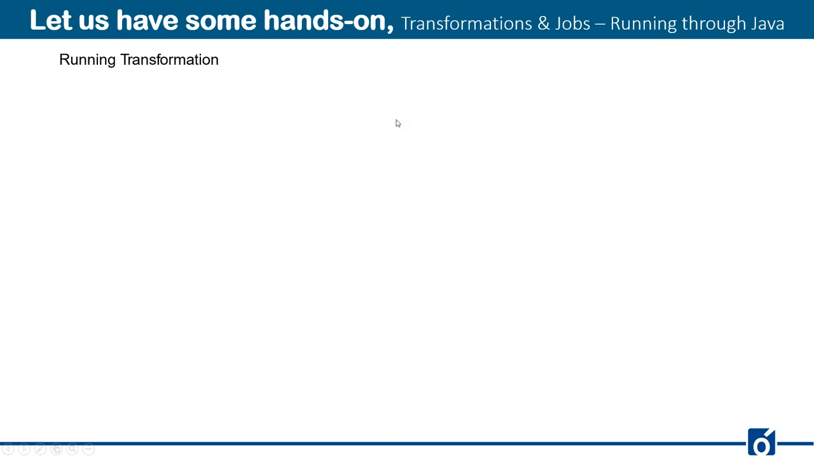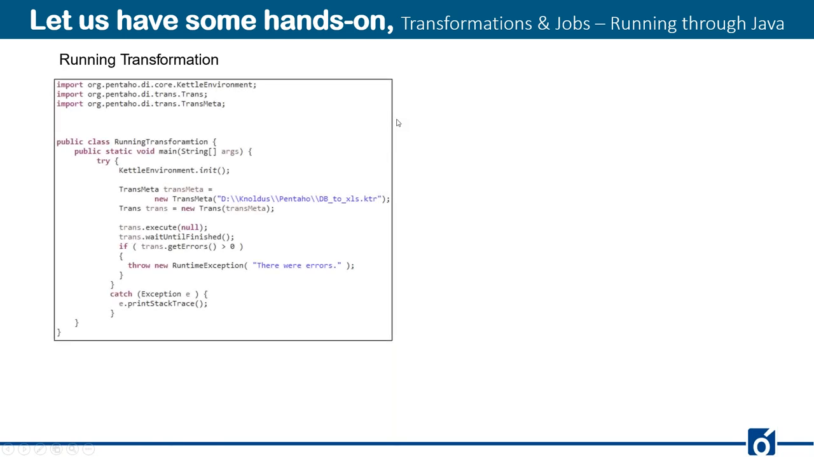So running transformation through Java, this is the simple code of running Java. You can see, I think hardly 5 lines are there, which we need to code to run the Java. But condition is that you need to include the dependencies, and all the dependencies are available in lib folder of this PDI tool. You pick the dependency and you consider dependency and run the transformation.